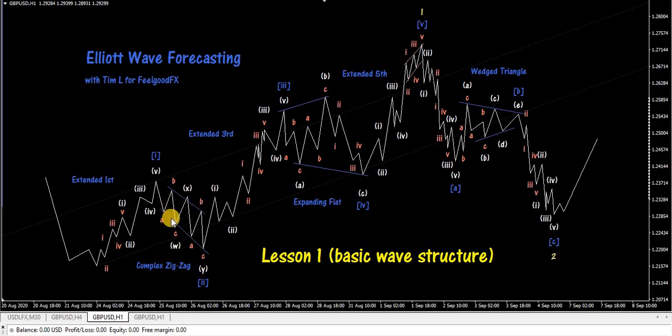Now, generally, these things alternate. So if my W was a zigzag, then my Y could be some sort of flat correction. Or if my W was a flat correction, my Y could be a zigzag.